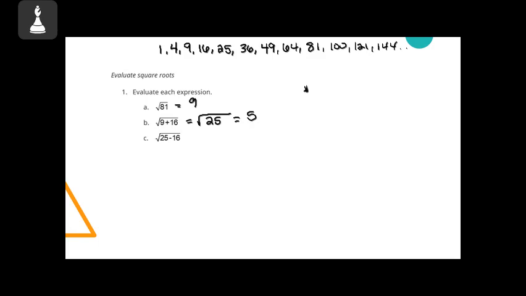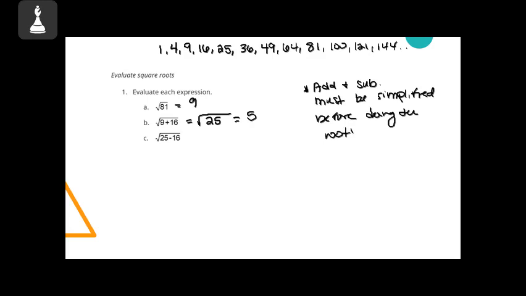So addition and subtraction must be simplified before doing the root. So for this last one, the square root of 25 minus 16, well, that 25 minus 16 is all under the root, so I'm going to do that subtraction first. And that's 9, so the square root of 9 then is 3.